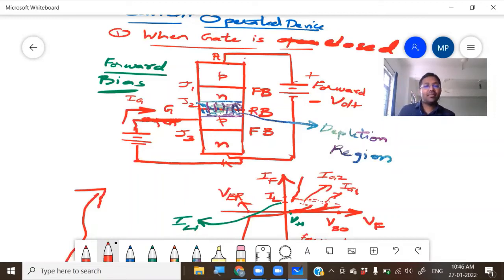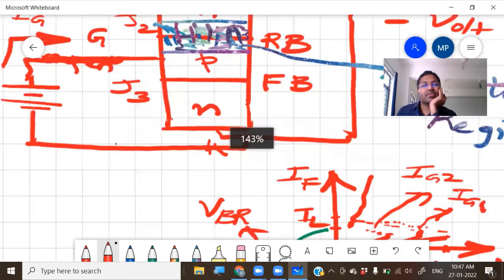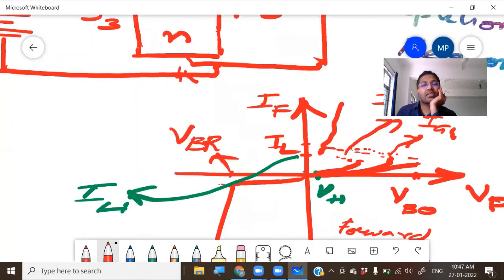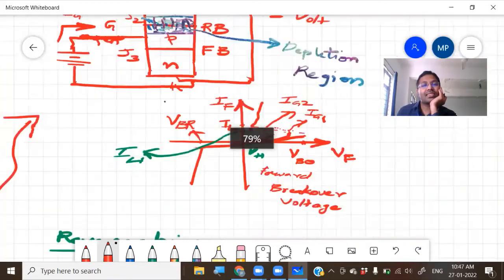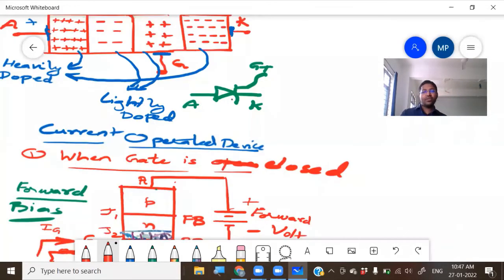I told you why the symbol of the device is like this. Suppose you further increase the gate current, then the characteristics will be like this. If you zoom into that characteristics, those are nothing but the characteristics of a PN junction diode. The breakover voltage will further reduce. When we zoom into that characteristics, they will be similar to that of an ordinary PN junction diode. That is the reason the symbol of this is something like a PN junction diode. Additionally, you have a gate control terminal.